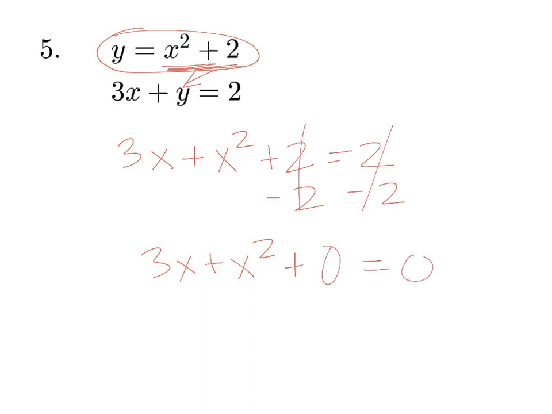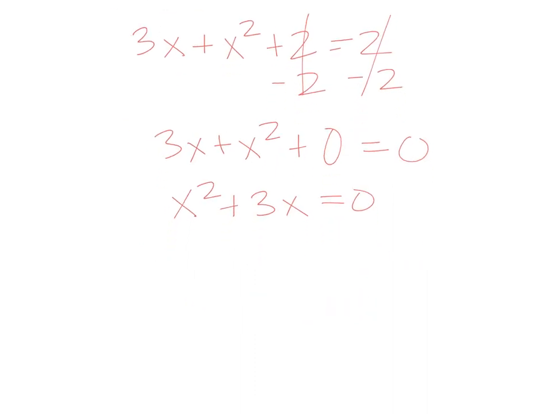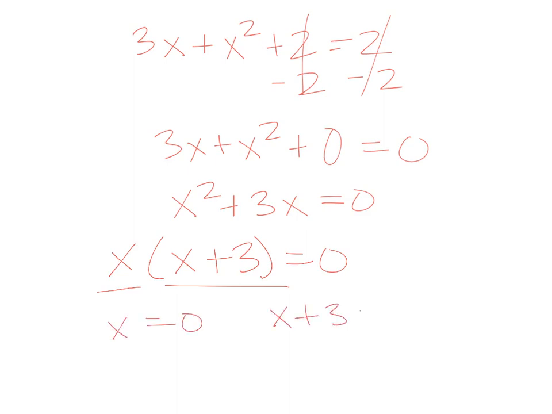All right, and then simplifying all this, putting it in standard form, I get x squared plus 3x equals 0. And then I'm going to factor out the x, so I end up with x times x plus 3 equals 0. And now I can solve this equation. x is equal to 0, and x plus 3 is equal to 0. So I subtract 3, x is equal to -3. All right, I got the two values for x.